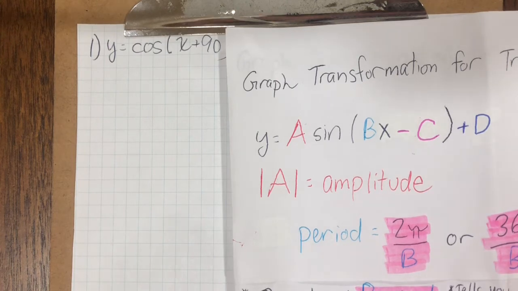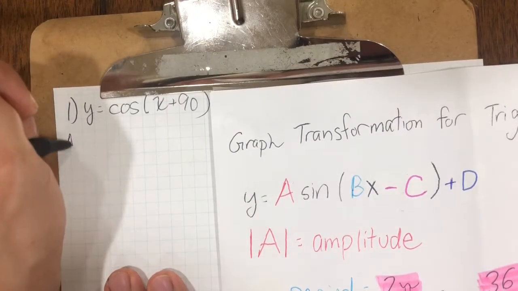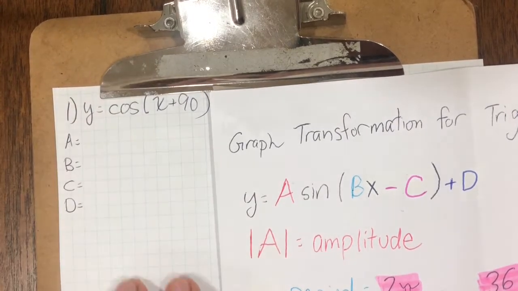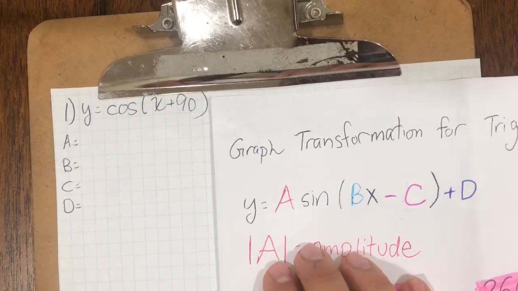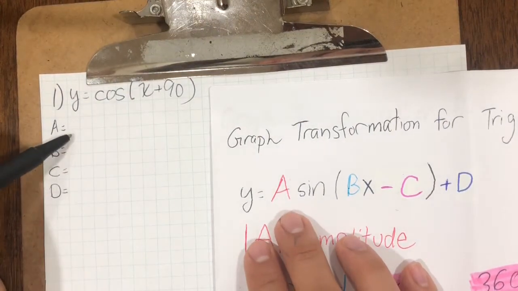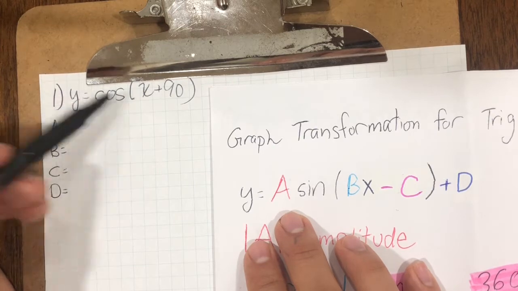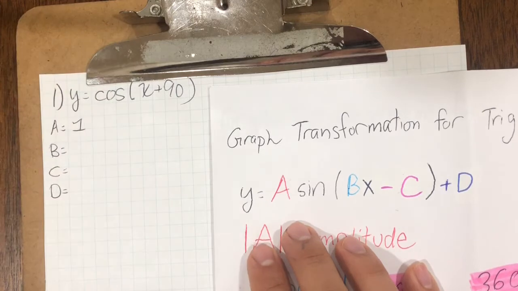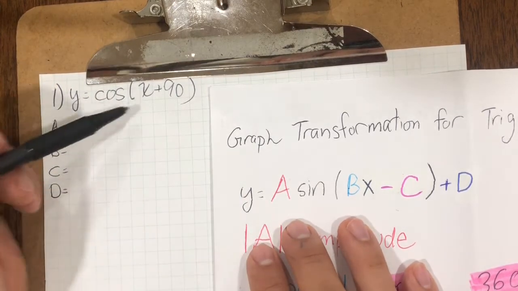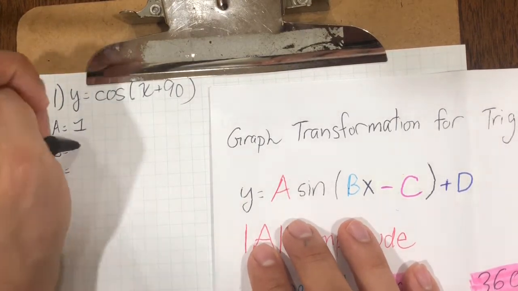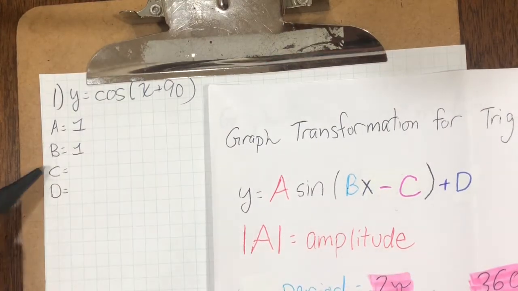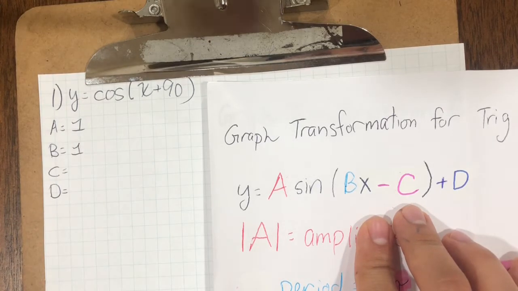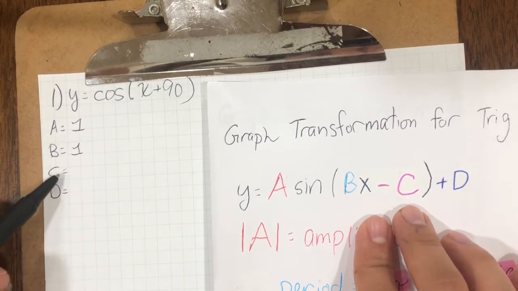Before that, I want to label all my numbers for A, B, C, and D. For my A, there is no number in front of the whole trig function, so the coefficient is going to be a 1. Then for B, there is no number in front of x, so the coefficient is going to be a 1. But we have a number for C, which is in the same spot as 90. So that means my number for C is going to be a 90.